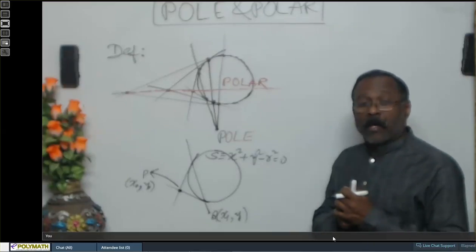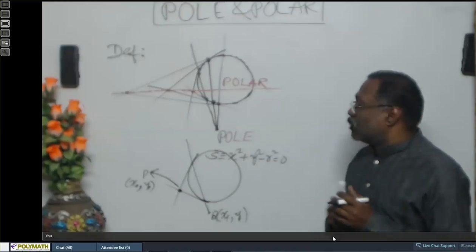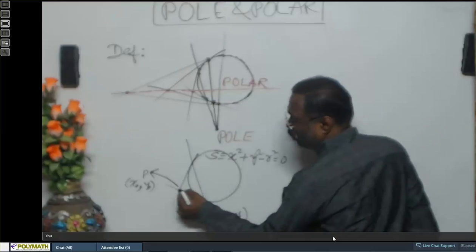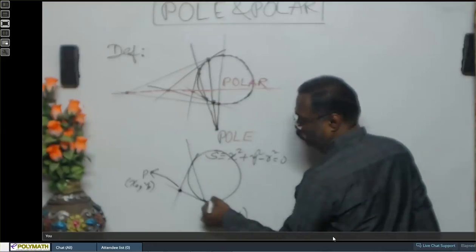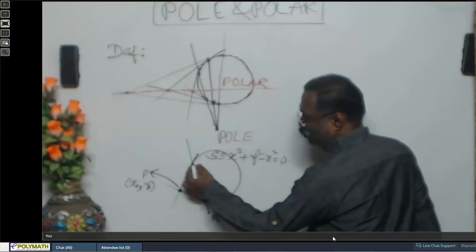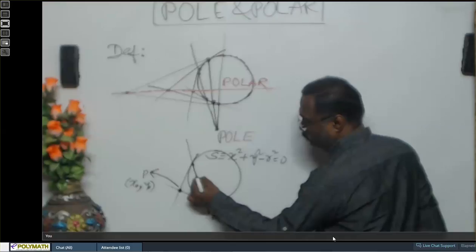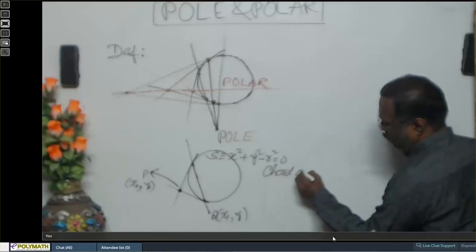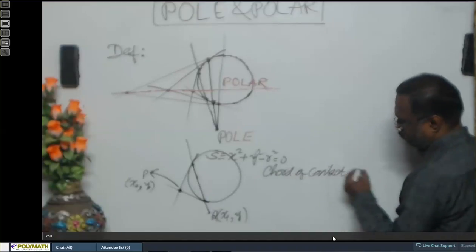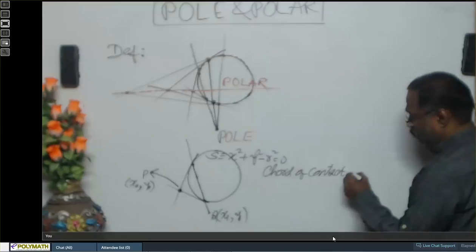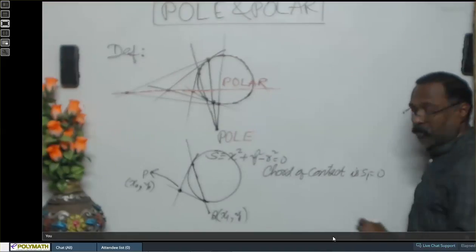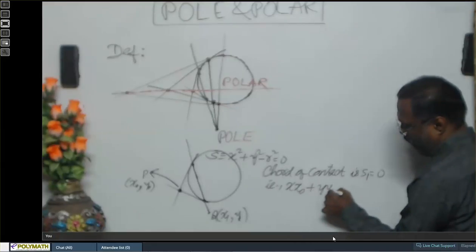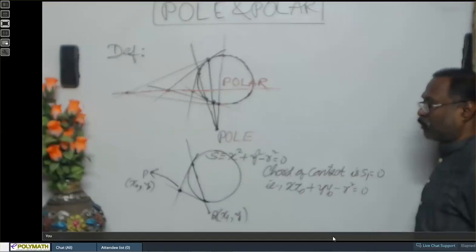So, how do we start now? Let us take the chord of contact of P with respect to S equal to 0. What is the meaning of chord of contact? If you draw tangents from P to the circle, they touch the circle in 2 points, and the line joining these two is nothing but the chord of contact. So, what is the chord of contact for this? It is S1 equal to 0. That is, x naught x plus y naught y minus r square equal to 0 is the equation to the chord of contact.